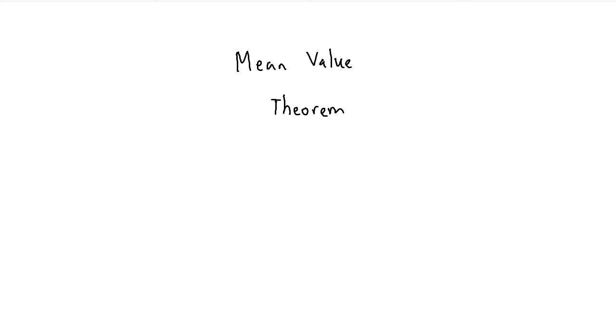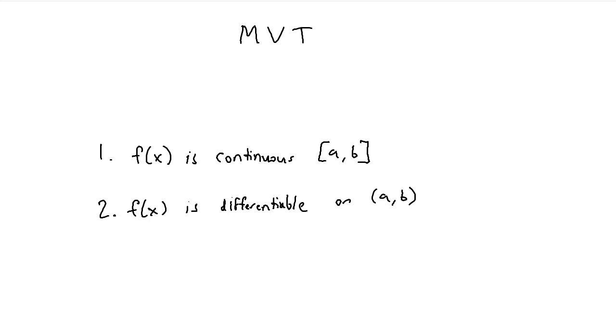So let's take a look at the mean value theorem for derivatives. In order to use the mean value theorem, your function must meet two conditions. The first one is that the function, or f of x, is continuous on the interval from a to b, and yes, it's got to be throughout the entire interval, including the endpoints a and b. And number two is that your function has to be differentiable on the open interval from a to b.